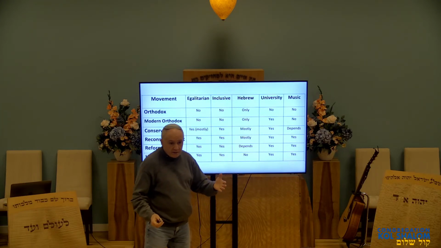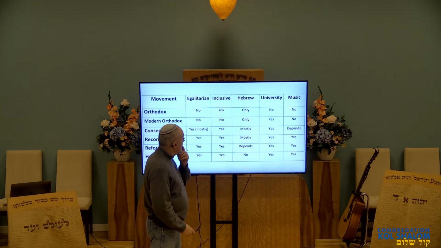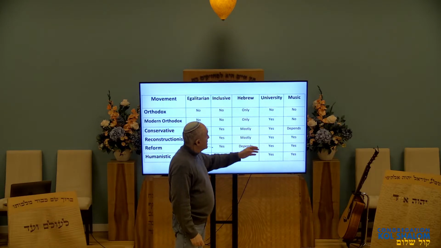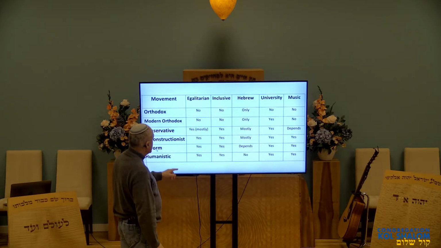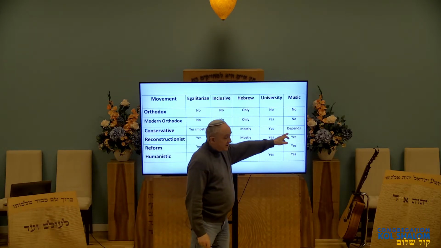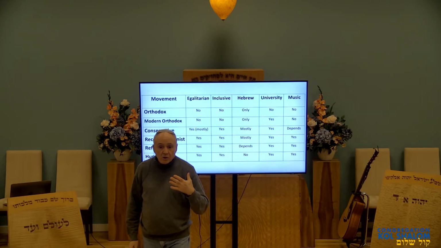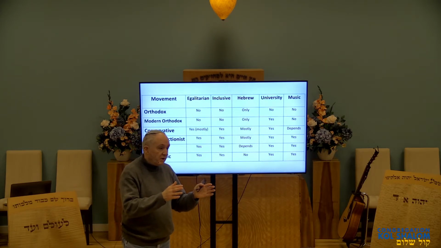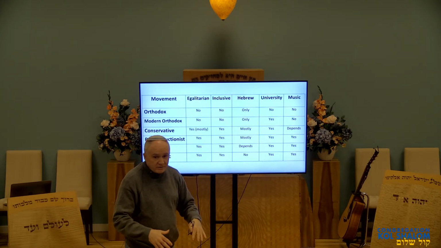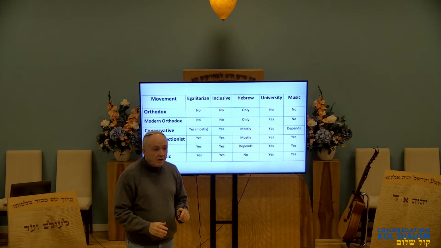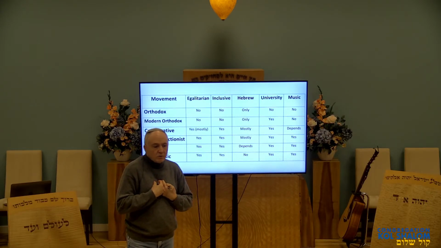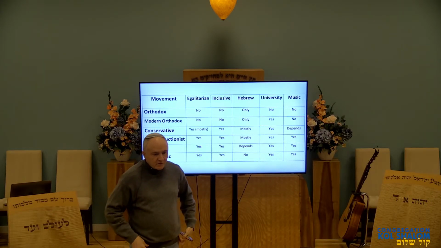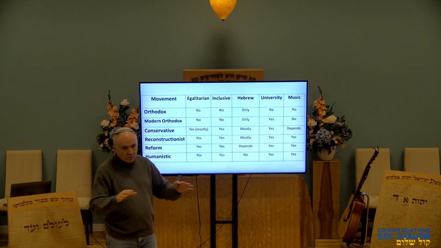Hebrew, mostly in Hebrew. The service is mostly in Hebrew. University, yes. Music, yes. Well, music also depends. I know some conservative synagogues that have, for instance, music in part of the Kabbalat Shabbat, not in the Shabbat morning service. But many synagogues, I grew up in a conservative synagogue that we had music always, you know.